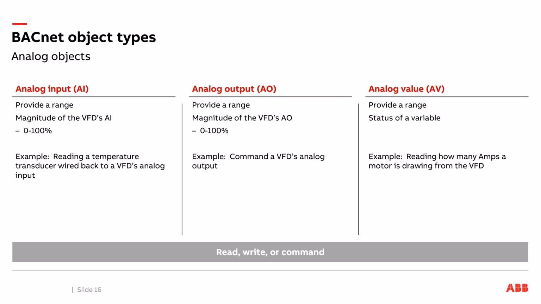Analog outputs: I could command a VFD's analog output over BACnet if I wanted, kind of a handy get out of jail card if I was short on outputs. Analog values, you'll use those a little bit more in the drive world. So that's a range, again, it's analog, and then it's a status of a variable. For example, I can read how many amps a motor is drawing from the VFD, or how many kilowatts that motor is drawing from the VFD. So really handy information you can read.